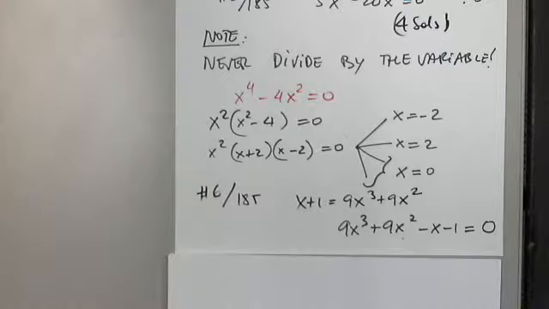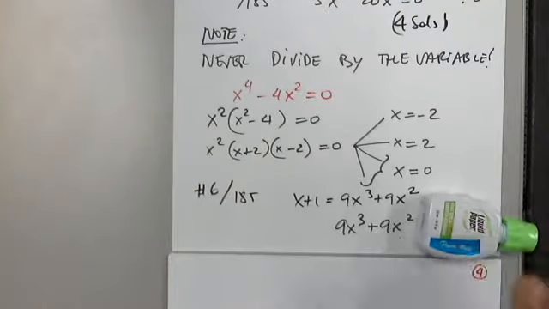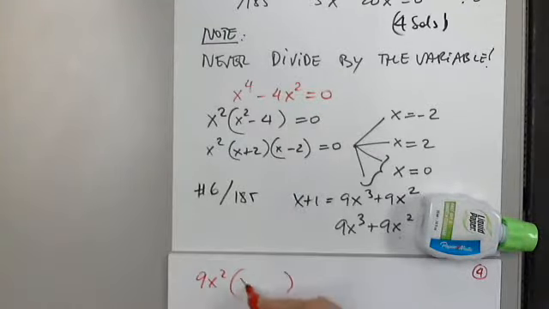Good. Now, what do you think I'm going to do next? And I know you know the answer. Grouping. Very good. So then, from the first two, what is left in parentheses? X plus 1. Very good.